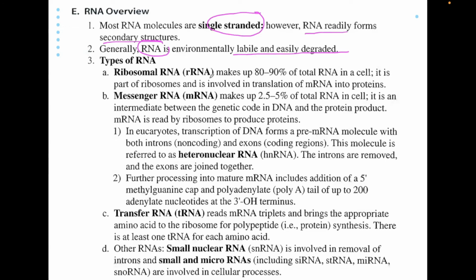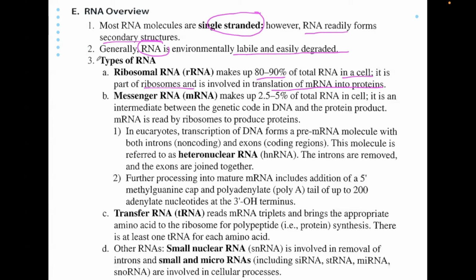Your rRNA makes up 80 to 90% of the total RNA in a cell. It is part of the ribosomes and is involved in the translation of your mRNA into proteins. Yun yung rRNA ninyo. Kaya nga po siya ribosomal RNA. Next, for the messenger RNA, it makes up about 2.5 to 5% of total RNA in a cell. It is an intermediate between the genetic code in DNA and the protein product. mRNA is read by ribosomes to produce your proteins.